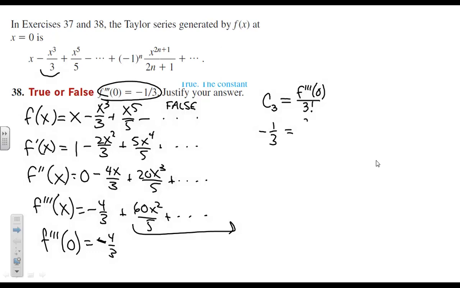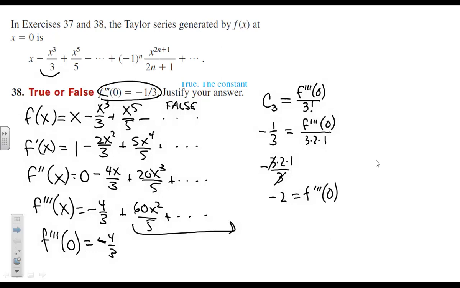then we can solve for the third derivative, and the value of 3 factorial is 3 times 2 times 1. Well, something's wrong here, because when I bring that up, I get... oh, I see where I made my mistake. Okay, so if I bring this up, I get 3 times 2 times 1 over 3. 3's cancel, and I get negative 2 is equal to f triple prime of 0.